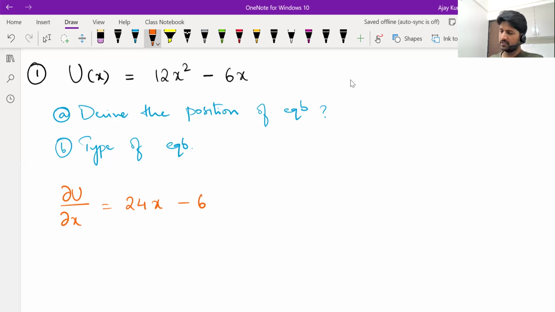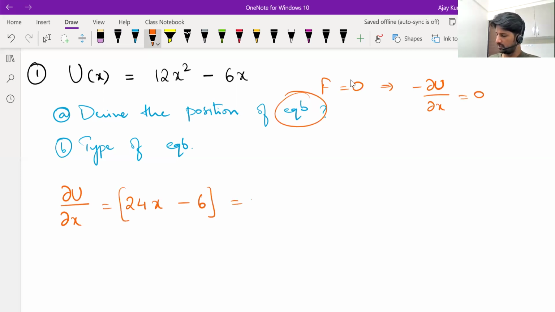Okay, Rishi, tell me, what does equilibrium mean? Sir, when the net force F is equal to 0. Okay, the force has to become 0. And how is force related to potential energy? Force is −∂U/∂x. So −∂U/∂x should become 0. That means ∂U/∂x has to be equated to 0. So you get the first derivative and then you equate it to 0. If you do that, you get x = 6/24, that is 1/4 or 0.25 meters. This is the position of equilibrium.